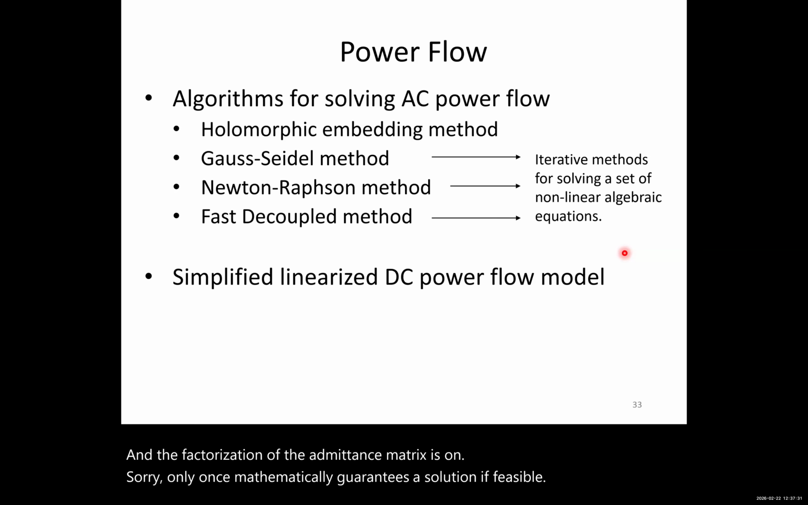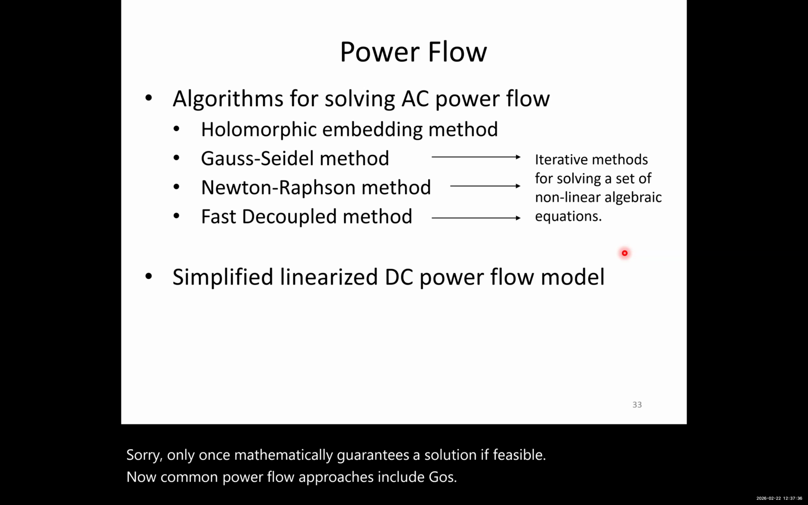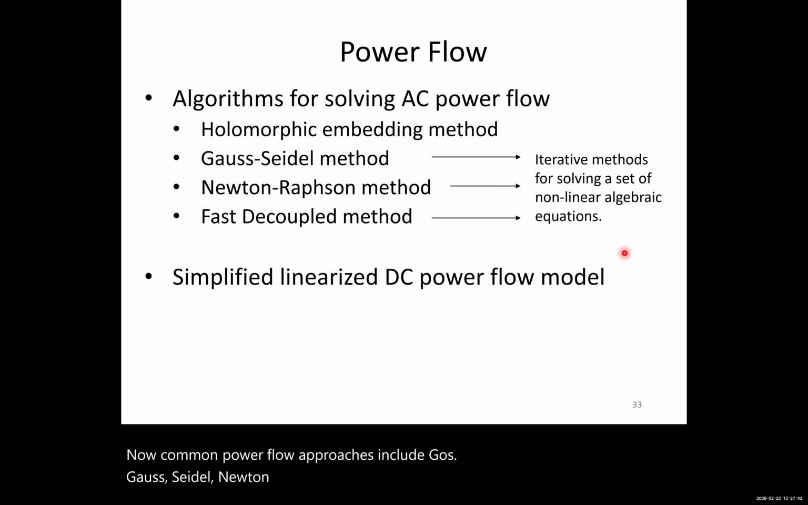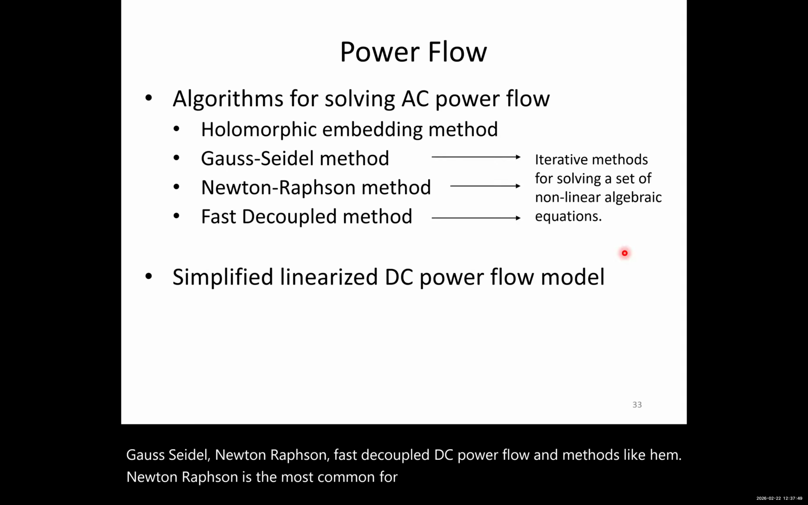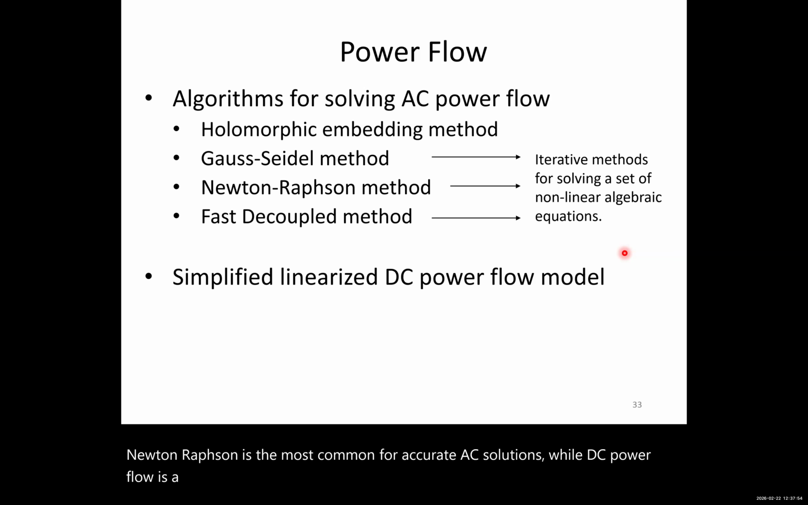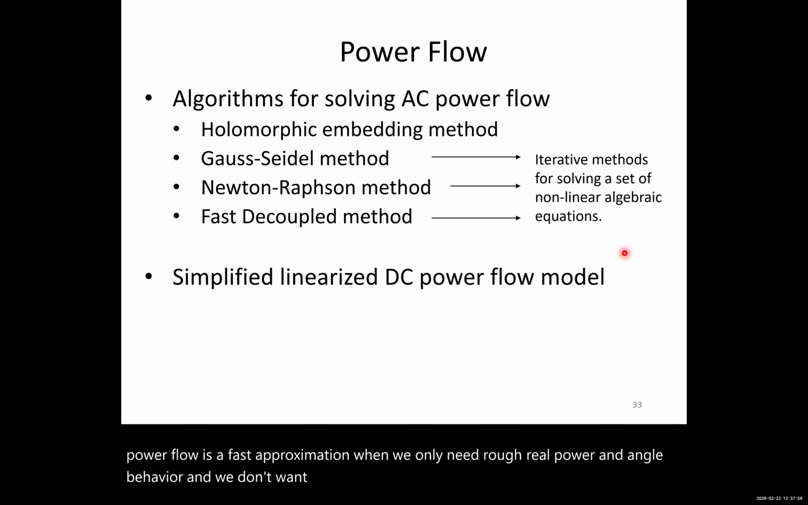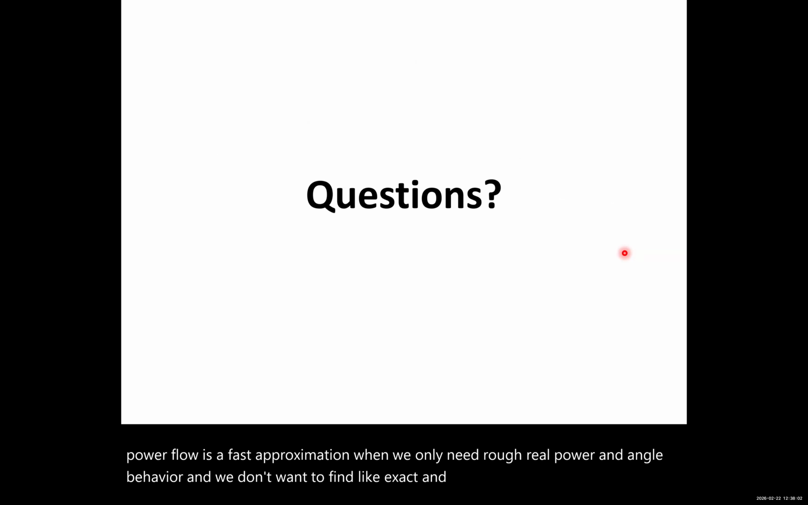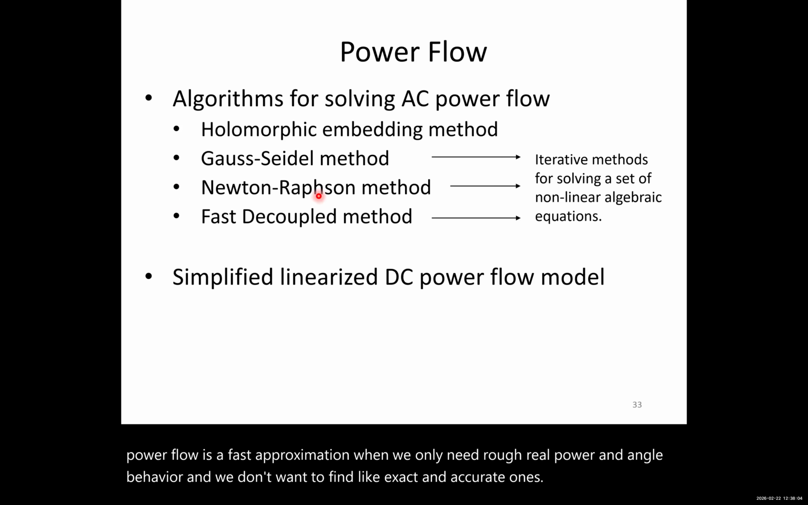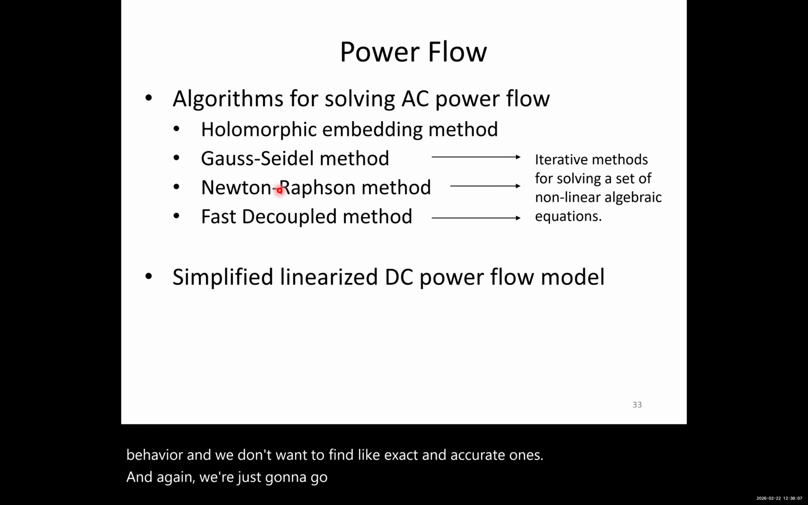Now, common power flow approaches include Gauss-Seidel, Newton-Raphson, fast decoupled, DC power flow, and methods like HEM. Newton-Raphson is the most common for accurate AC solutions, while DC power flow is a fast approximation when we only need rough real power and angle behavior, and we don't want exact and accurate results. And again, we're just going to go through one of these, the Newton-Raphson method.